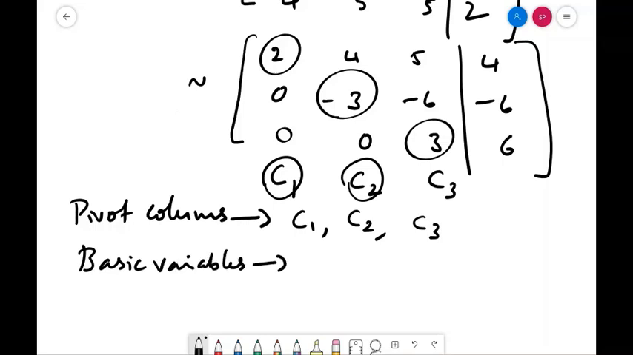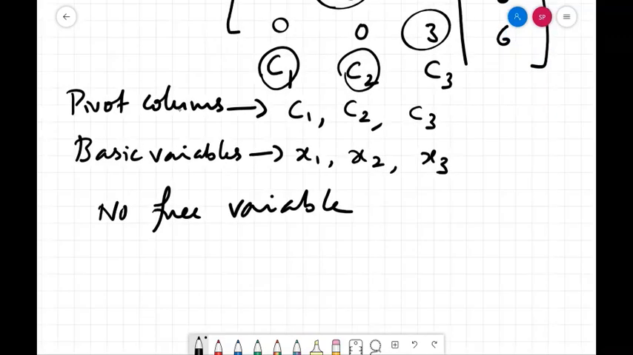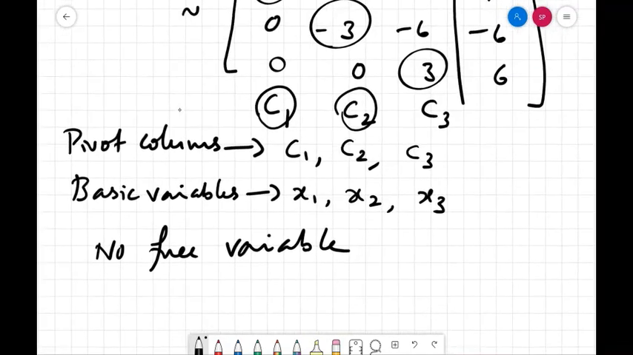So basic variables are: C1 is a pivot column, so x1; C2 is a pivot column, x2; C3 is also a pivot column, x3. All the three variables are basic variables. Then is there any free variable? No free variable. Now let us see in this case how the solution will be.